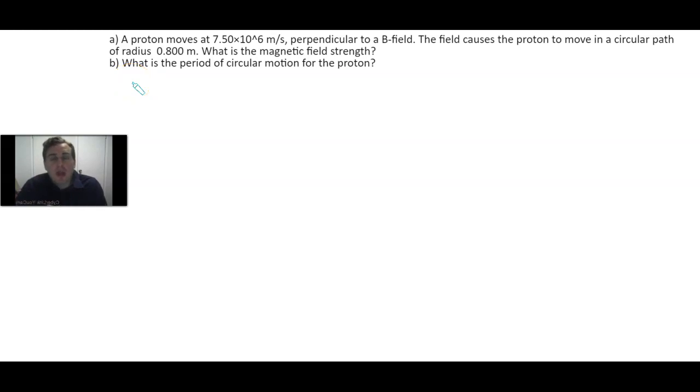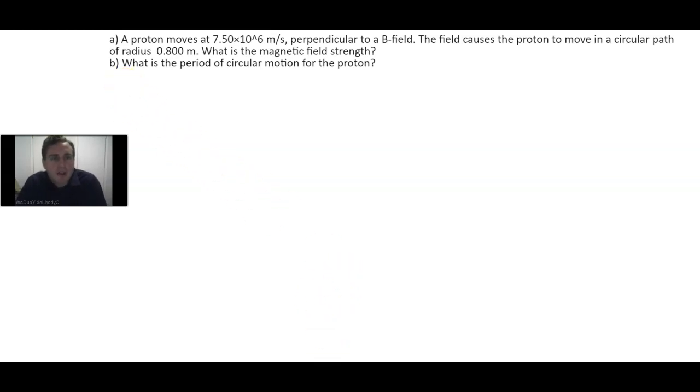I would like to perform a calculation where a charged particle is moving in a uniform magnetic field such that the magnetic force exerts a centripetal force on it. So let's read this problem. Part A: a proton moves at 7.50 times 10 to the 6th meters per second perpendicular to a B field. The field causes the proton to move in a circular path of radius 0.800 meters. What is the magnetic field strength? And then part B: what is the period of the circular motion for the proton? So let's start to work this out.